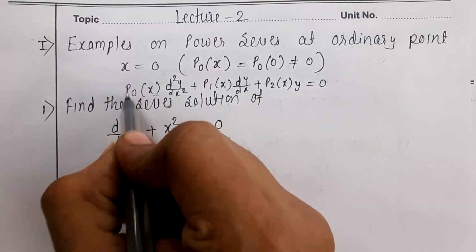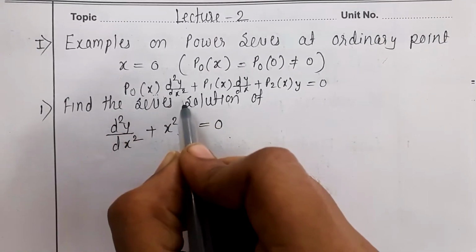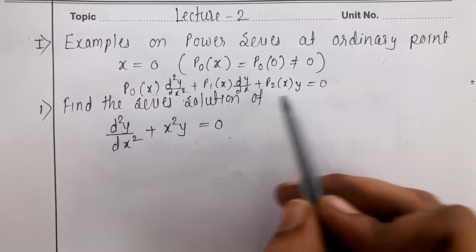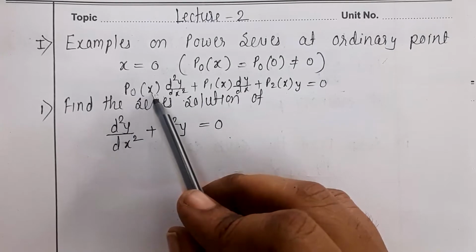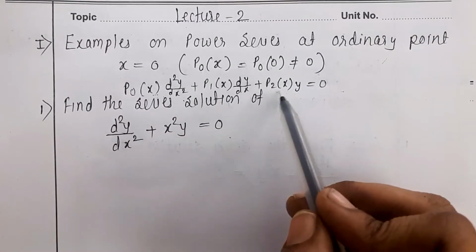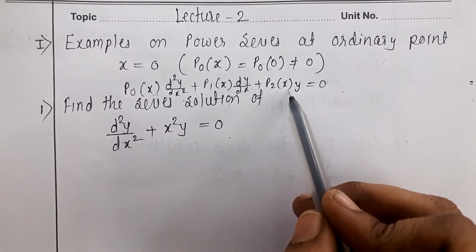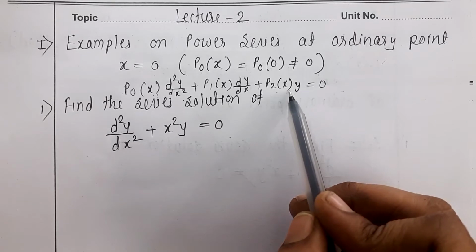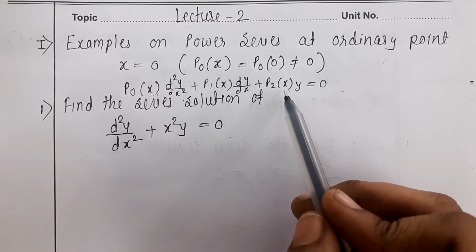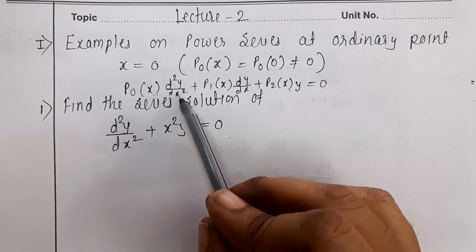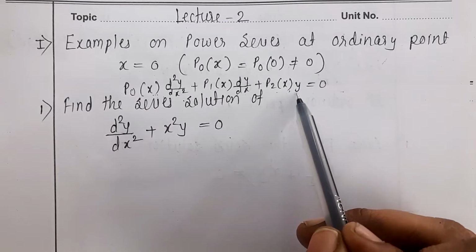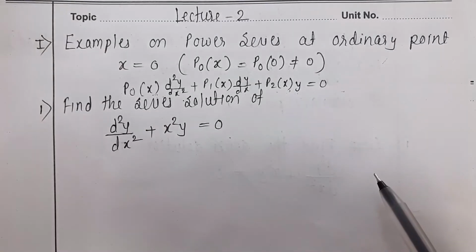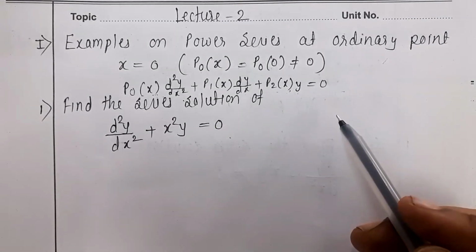So if the differential equation is p0(x) d2y/dx² + p1(x) dy/dx + p2(x) y = 0, where p0(x), p1(x) and p2(x) are coefficients which are in terms of variables, or you can call them polynomials, then if the differential equation has variable coefficients, we have to use power series solution. Now what is power series solution?